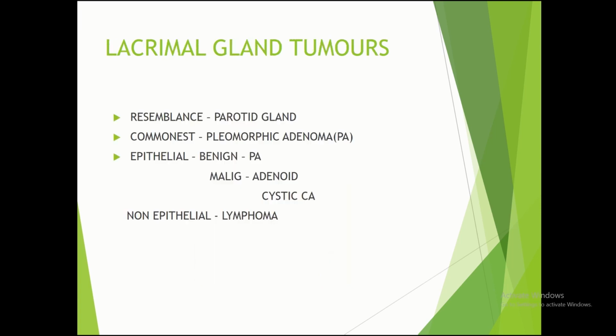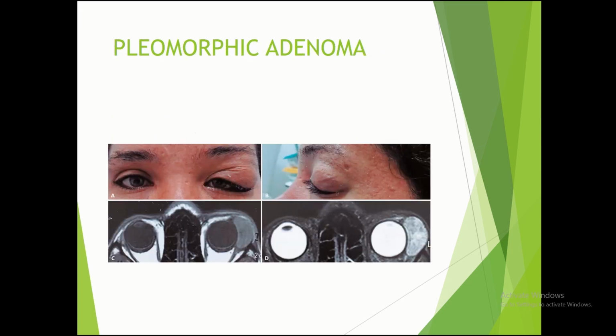Now we move on to lacrimal gland tumors. There is a resemblance to a parotid gland tumor. The commonest is a pleomorphic adenoma, similar to the parotid gland. You have two types of tumors, epithelial and non-epithelial. Epithelial, again, you have benign and malignant tumors. With the benign variety you have pleomorphic adenoma. In the malignant variety you have adenoid cystic carcinoma. Among non-epithelial tumors, lymphoma is the commonest one. So you can see the pleomorphic adenoma, which is causing a swelling as well as a ptosis of the upper eyelid. See the myxomatous material.